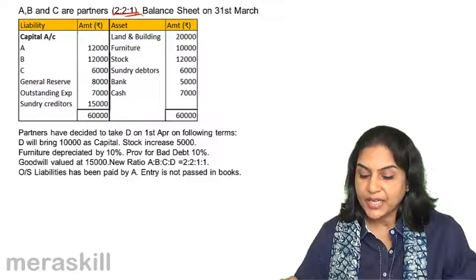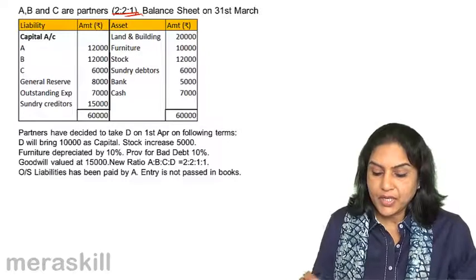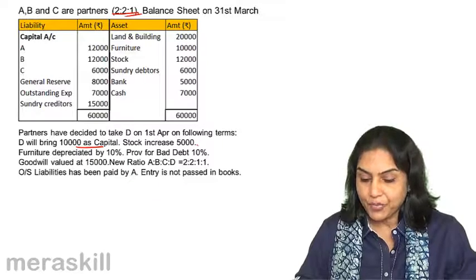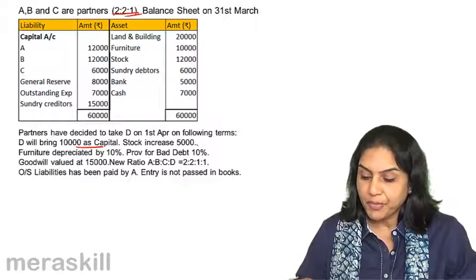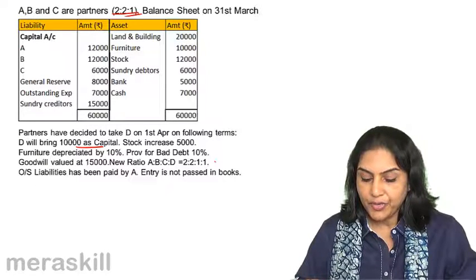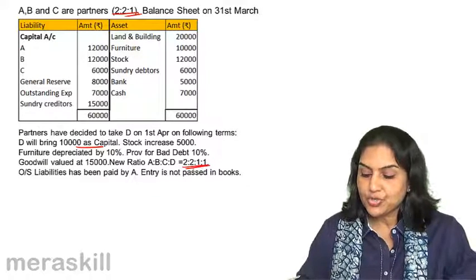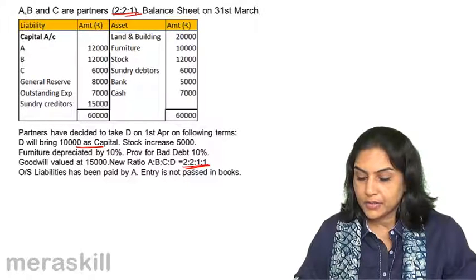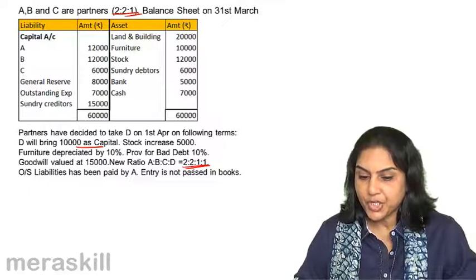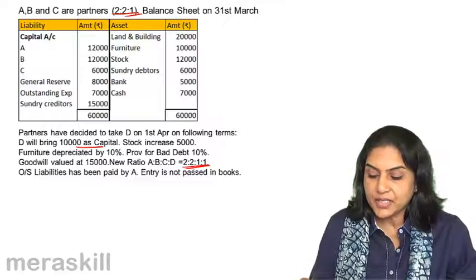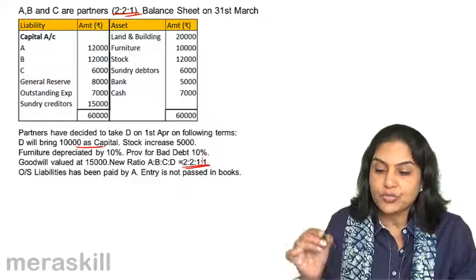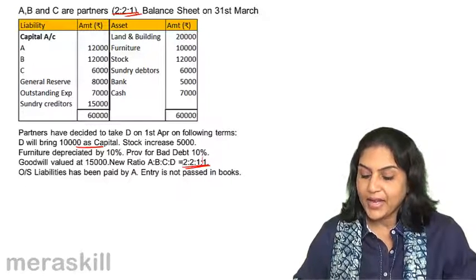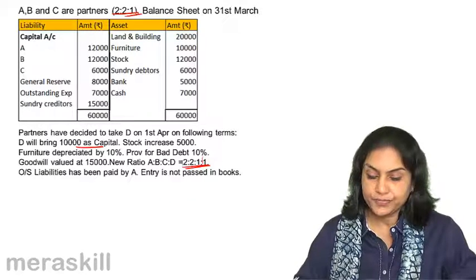Partners have decided to take D on 1st April on the following terms. D brings 10,000 capital, stock increases by 5,000, furniture is depreciated by 10%, there is a provision for bad debts 10%. Goodwill is valued at 15,000 and new ratio is 2:2:1:1. Which means that the profit sharing ratio among the old partners remains the same, 2:2:1, it was 2:2:1. Outstanding liabilities have been paid by A and entry has not been passed in the books.